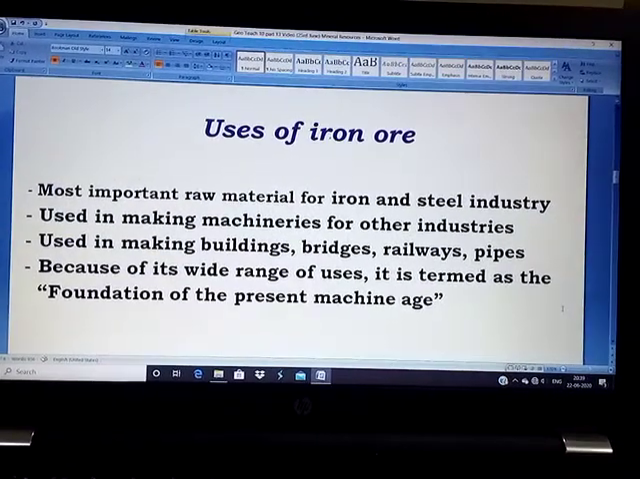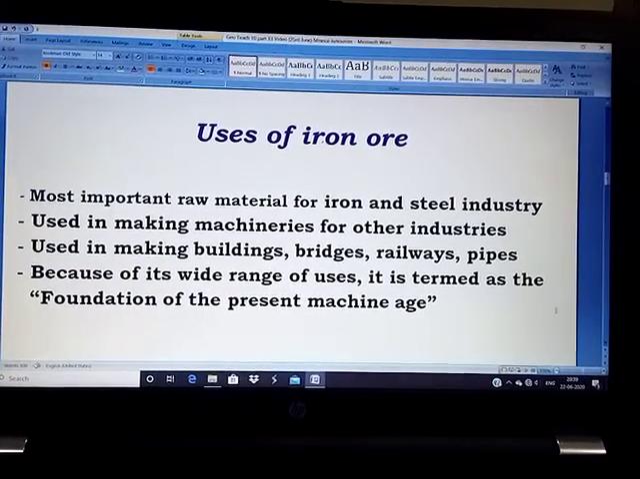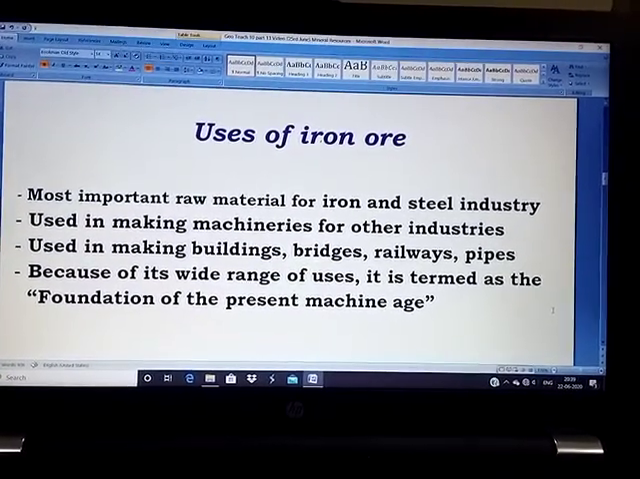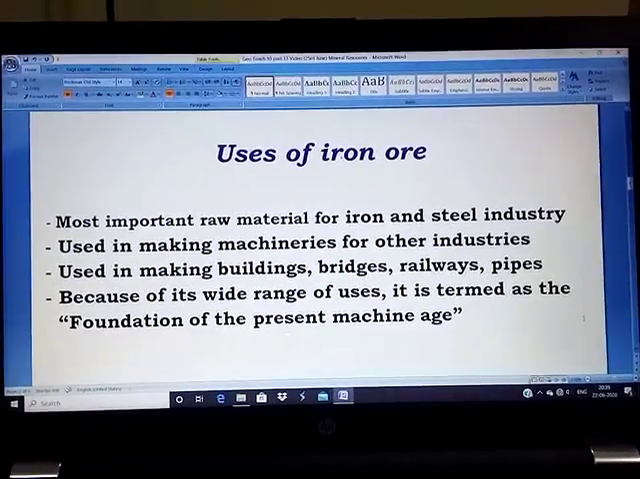Now we are living in the present era. It is called the age of science and technology. It is a machine age also, and you know it very well. We use more machines than physical labor.